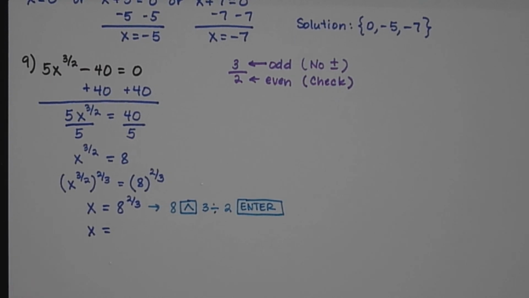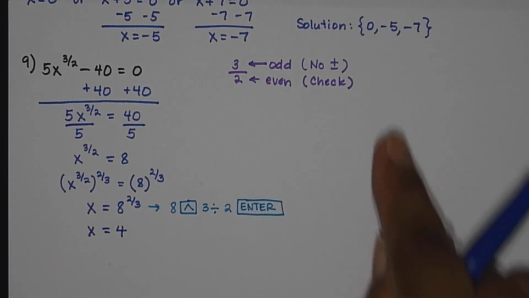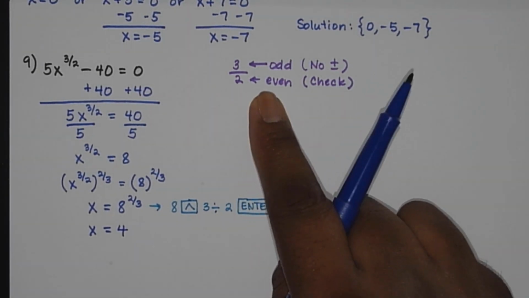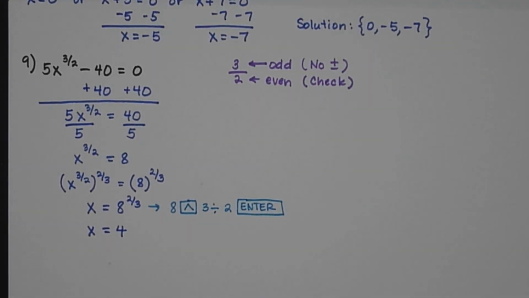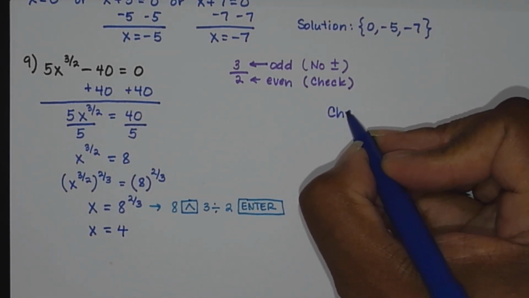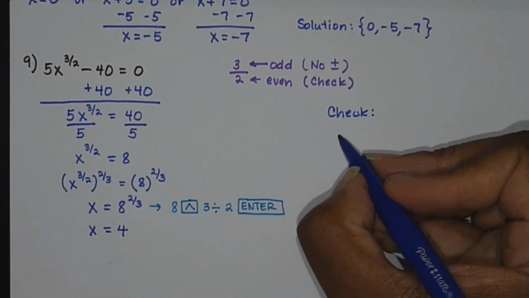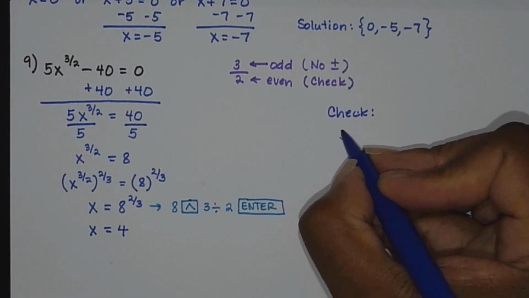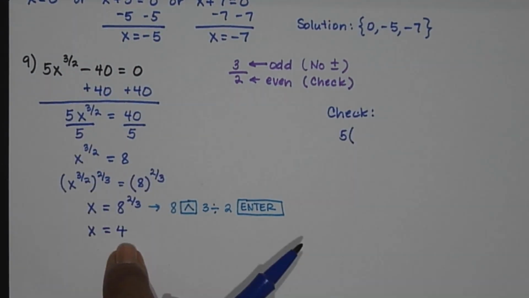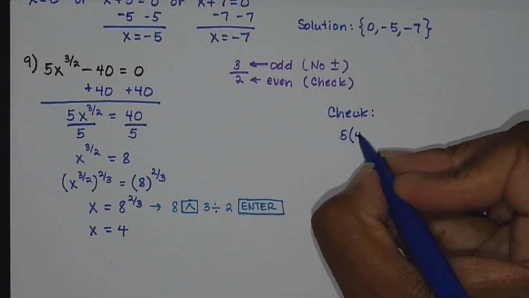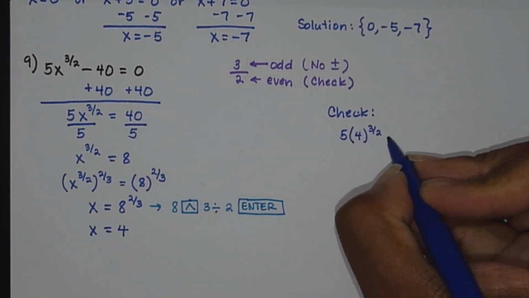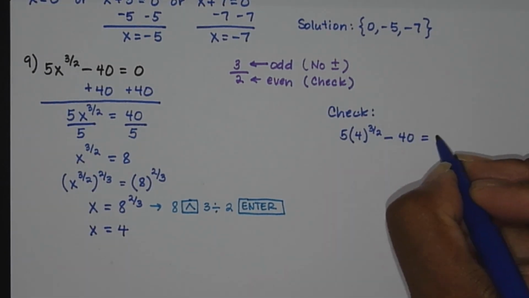And if you did this on the calculator, what would you get? 4. And here it doesn't have the plus or minus, don't need the plus or minus symbol, so that means x equals 4 is our proposed solution. However, since the denominator that we started off with was even, we have to check our proposed solution. So I'll do the check over here. Using the original equation, I'm going to replace the x with 4. So it'll be 4 to the 3/2 minus 40 equal to 0.